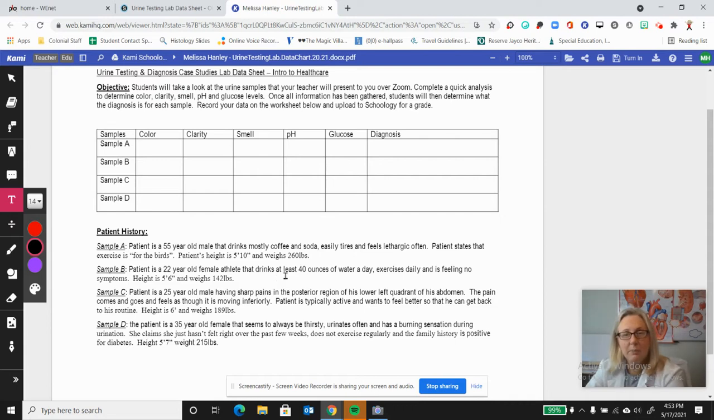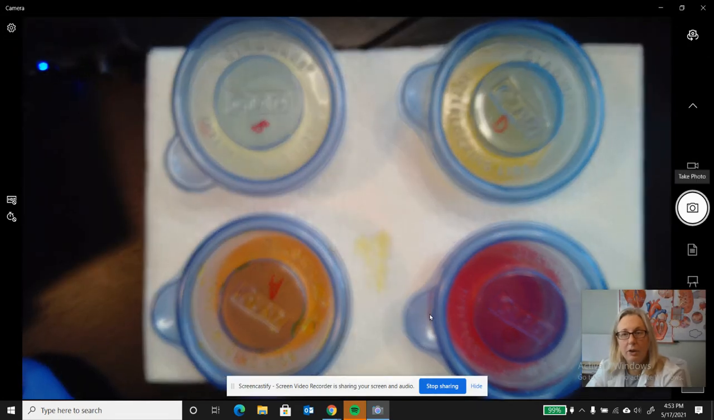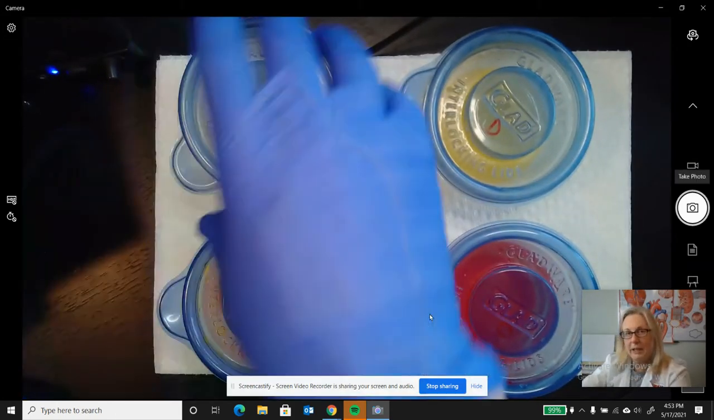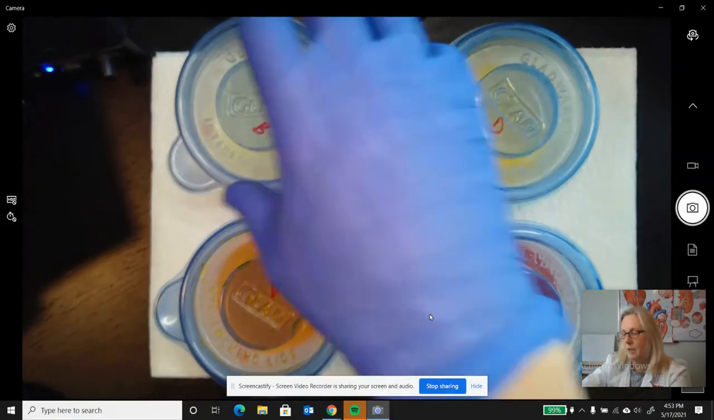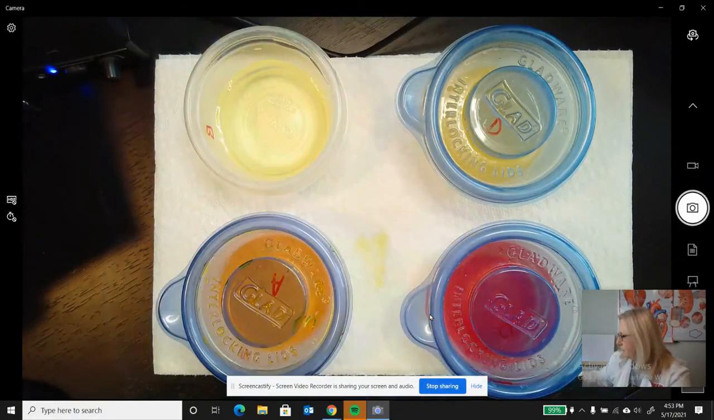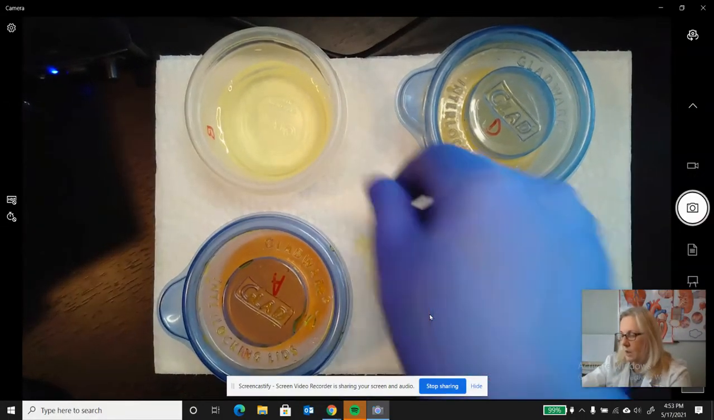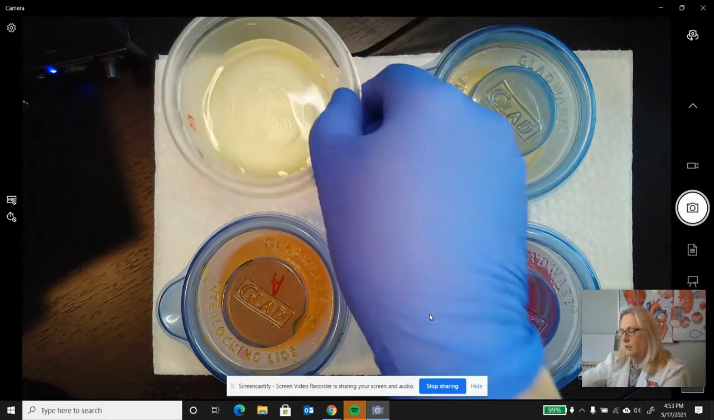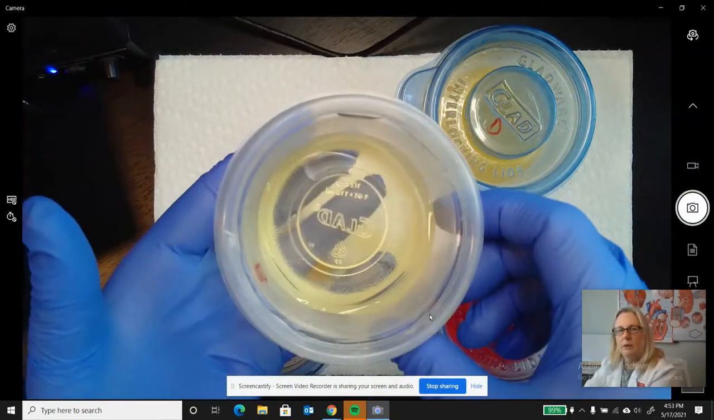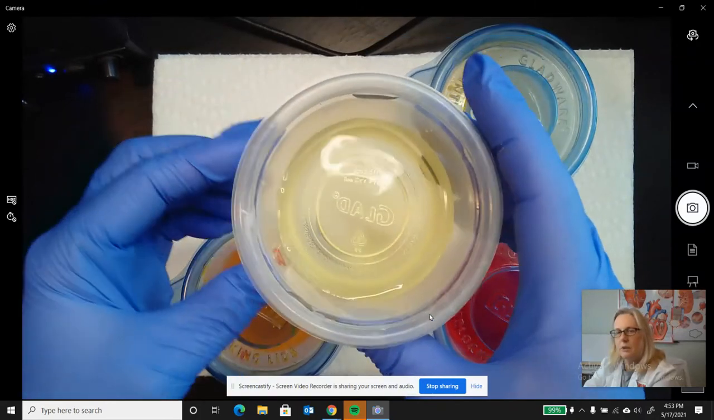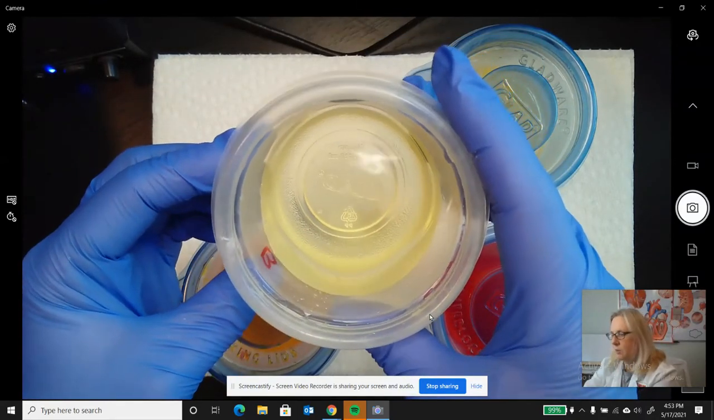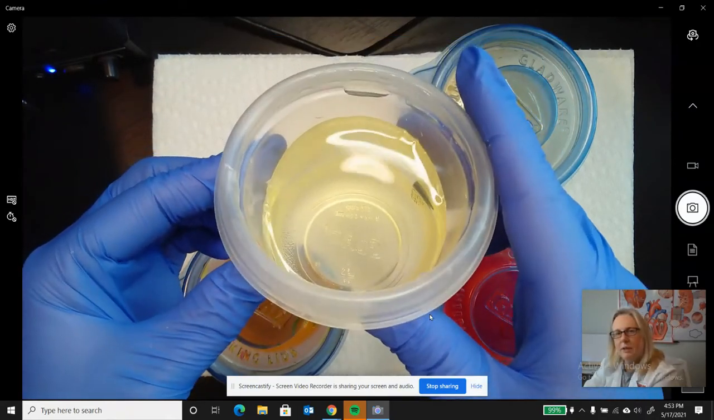Okay, so let's pop back on over. Remember, we're looking for color, clarity, smell, pH, and glucose. So I'm going to pop back over to our urine samples. And here is sample B. Take the lid off sample B. I'm going to hold it up so you can see the color. Go ahead and record the color. This one's pretty easy to tell what color it is.